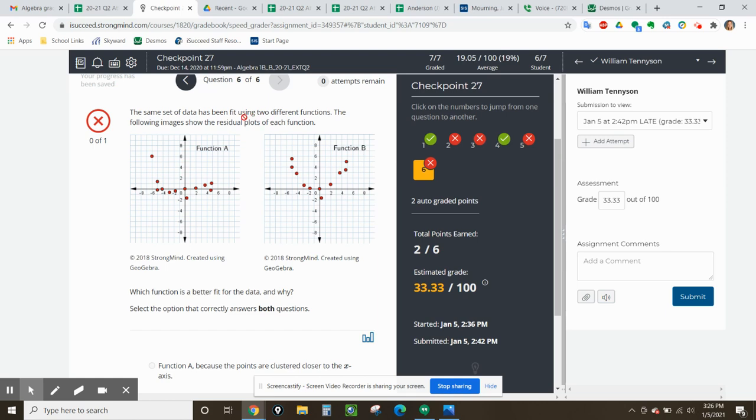Okay, the same set of data has been fit using two different functions. The following images show the residual plots of each function. Which function is a better fit for the data and why? Okay, so you have to choose which one is a better fit for the data.